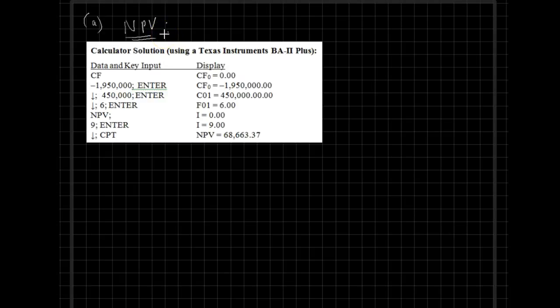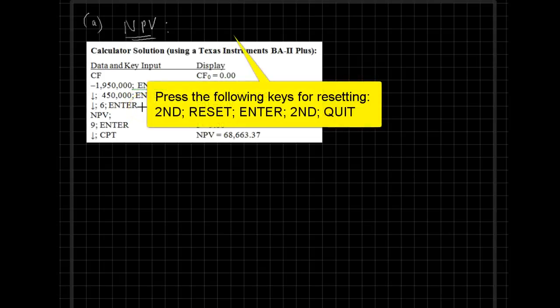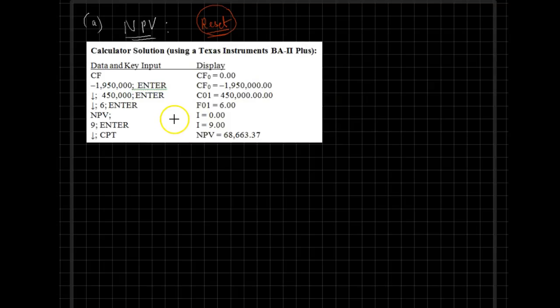Here's an algorithm that shows each data key input that you should enter into your financial calculator to generate the result for the net present value. Let me also remind you to reset your calculator before you begin any new calculations. To reset your machine, you need to press second, reset, enter, and then second compute. Five keys.